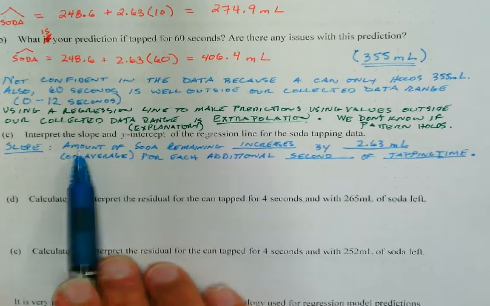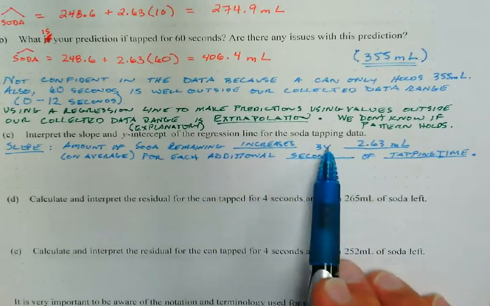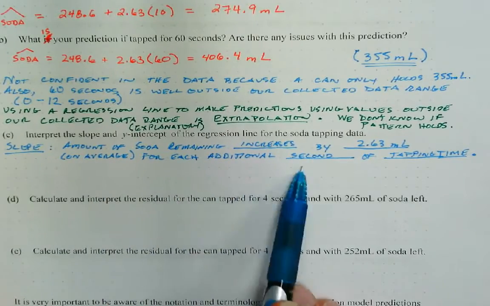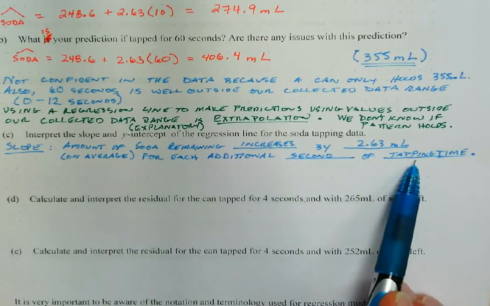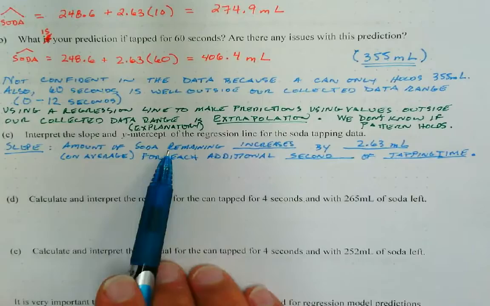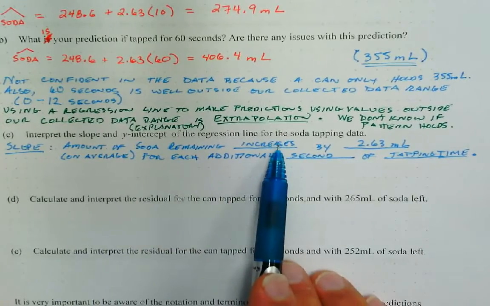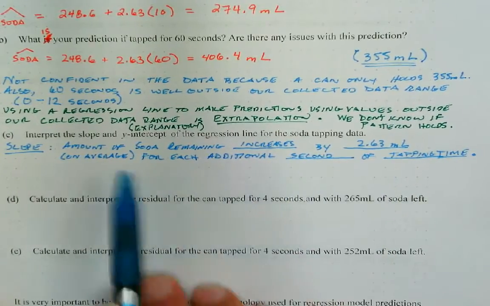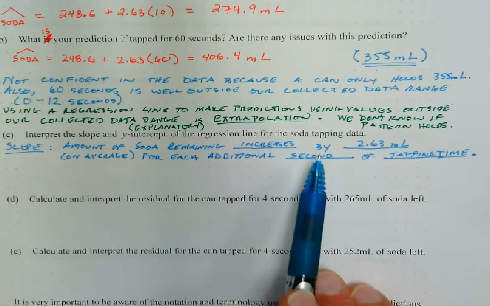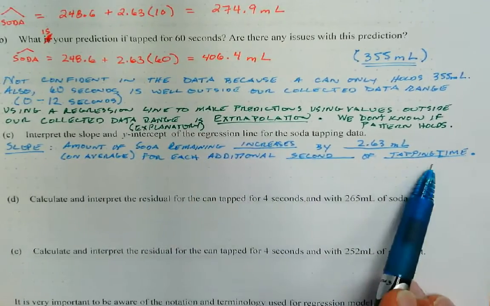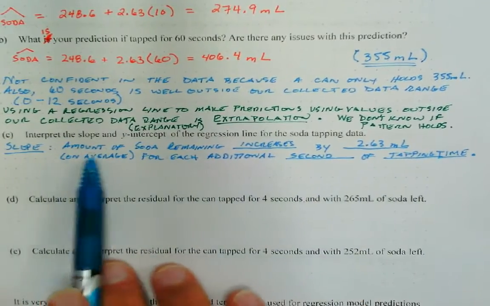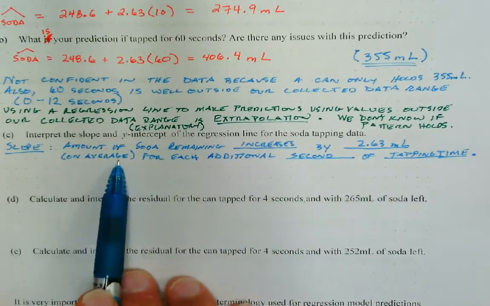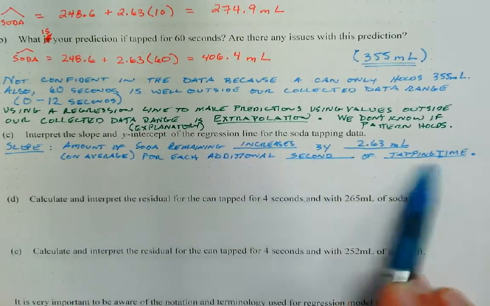So once again, the amount of soda remaining increases by 2.63 milliliters on average for each additional second of tapping time. Once again, your response, directionality, amount, that's your slope, on average for each additional explanatory unit, explanatory variable. So the amount of soda remaining increases by 2.63 milliliters on average for each additional second of tapping time.